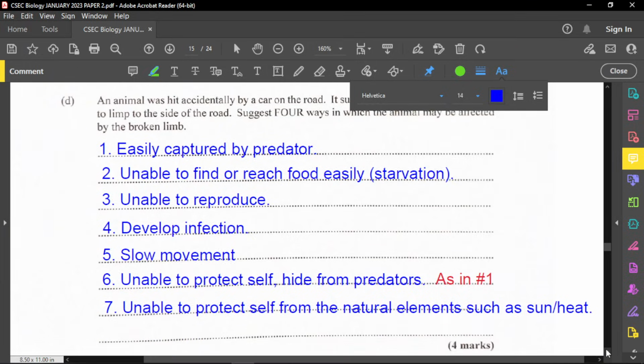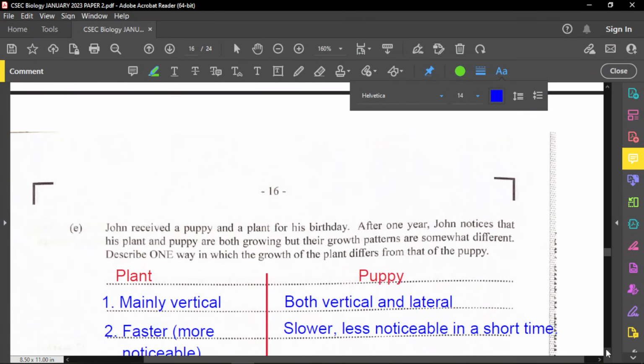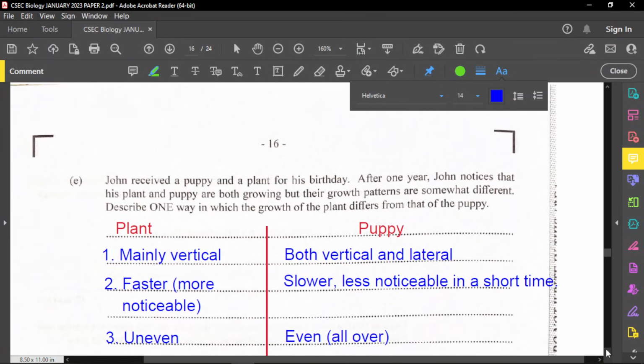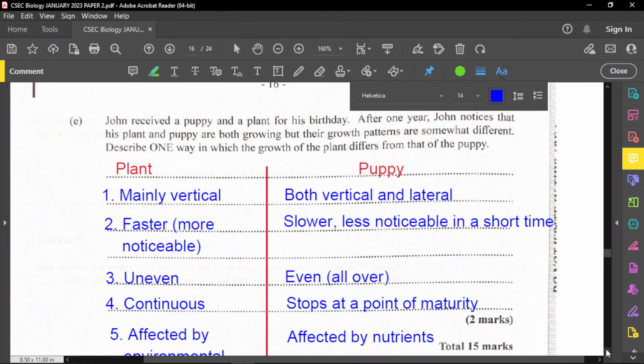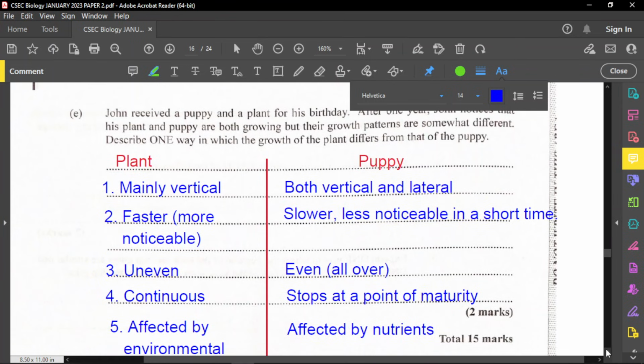All right, so let's slide down into part E now. John received a puppy and a plant for his birthday. After 1 year, John notices that his plant and puppy are both growing, but their growth patterns are somewhat different. Describe one way in which the growth of the plant differs from the growth of the puppy. So, just to make a note, plants generally will be vertical in terms of growth. The puppy will have both vertical and lateral growth.